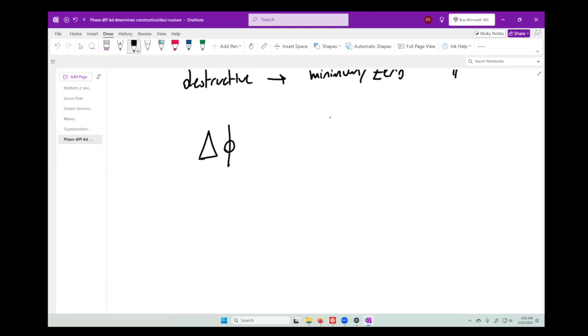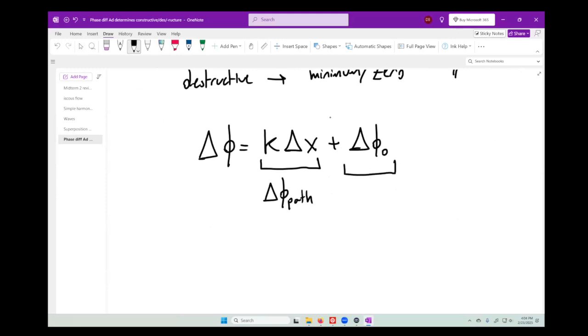between our waves, which is going to be k times delta x plus delta phi naught. So this is the phase difference due to the path length difference. And this one is the phase difference between the sources. Okay, so delta x here is the path length difference.